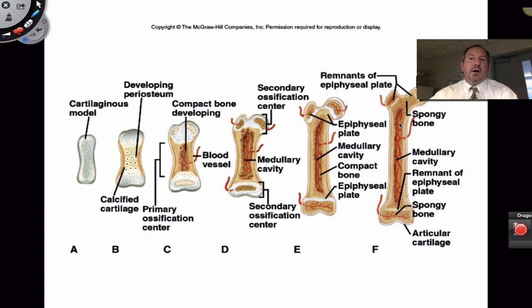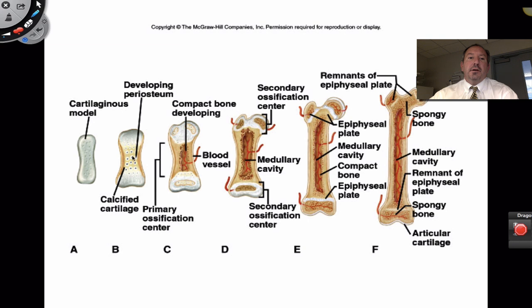I'm not saying that the bones aren't still exchanging calcium, but they're not growing in length. If there's a fracture, the bones can repair. I think most people know this, that once you reach your adult height, that's it. But you can continue to grow in adolescence because you have the epiphyseal growth plate, as you can see right here. And so this is kind of interesting.